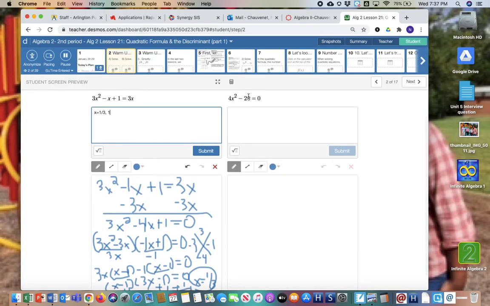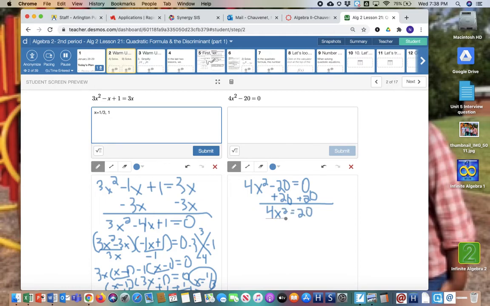Now on this side, I'm going to solve by taking the square root because there is no x term. Let's refresh our memory on what we do with that. To solve by taking the square root, we first get the x squared part alone. In this case, that means I'm going to add 20 to both sides. Plus 20, plus 20, and that brings this down to 4x squared equals 20.